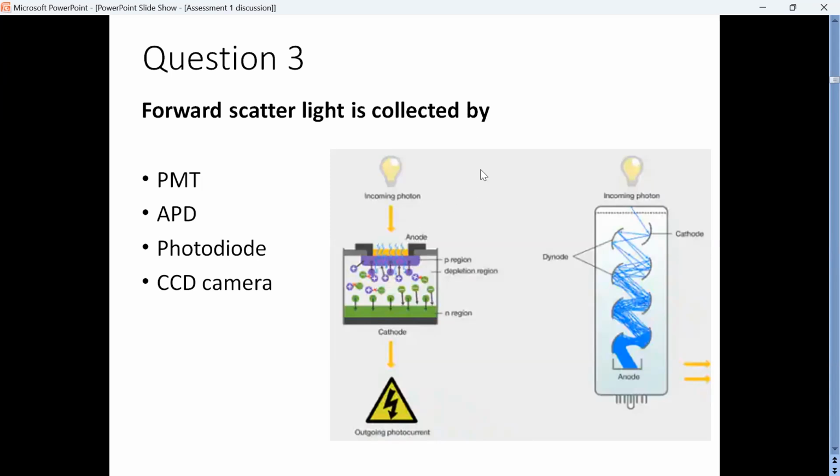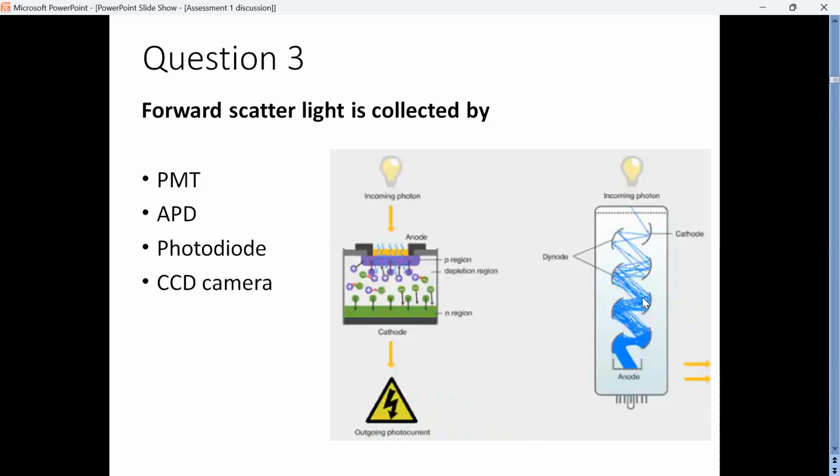So now for such light, you need a very sensitive detector like a photomultiplier tube. You cannot use a photodiode for side scatter light and fluorescent light because it is not sensitive. The PMT is very sensitive and very helpful for collecting side scatter light and fluorescence because there is an option of multiplication of the electrons inside the detector.